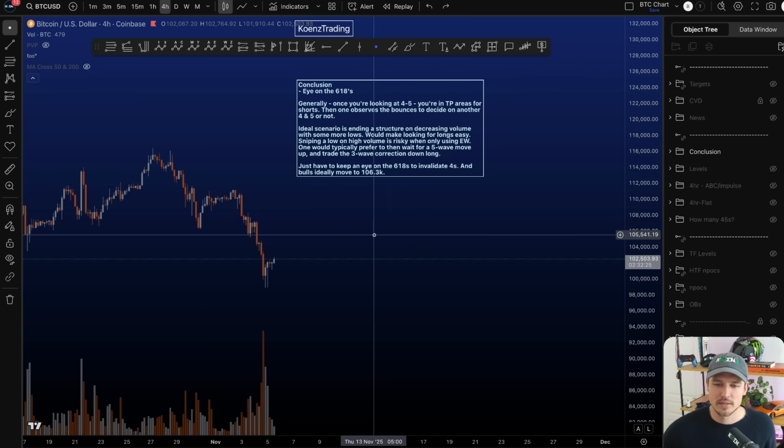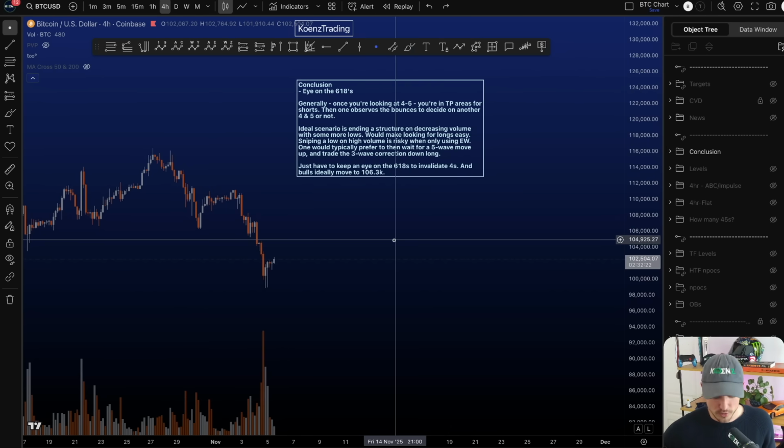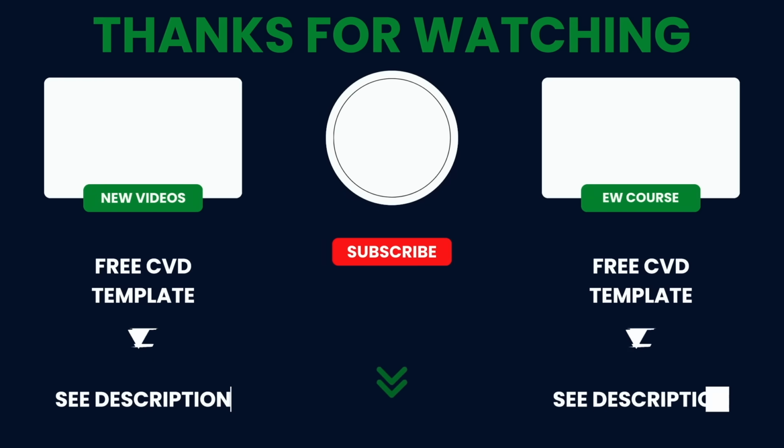And bulls ideally just move to at least 106.3K.